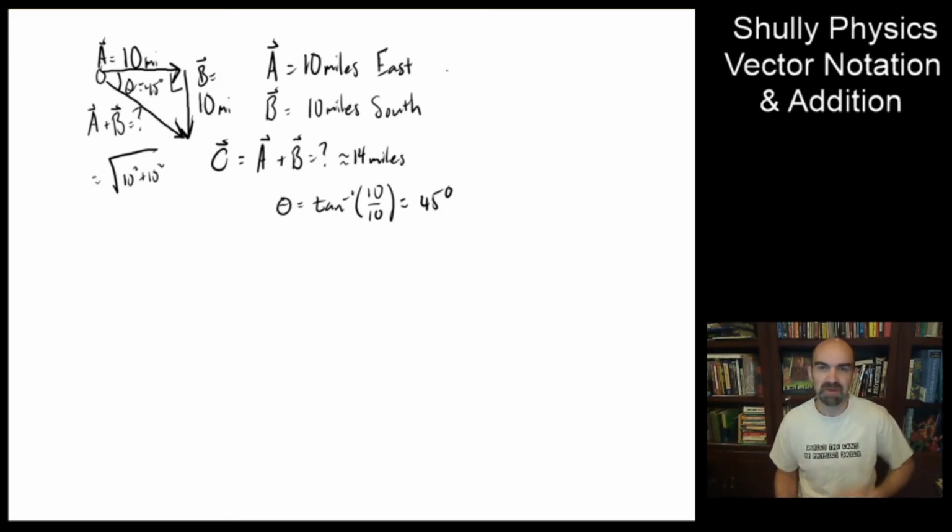So this might be nothing new. It might be like, oh, Mr. Shirley, we've done this kind of stuff before. What's the use of it? Well, what if you go on a more complicated hike where there's a 10-mile east and a 10-mile south direction change.